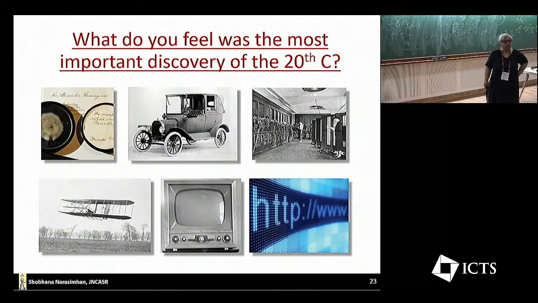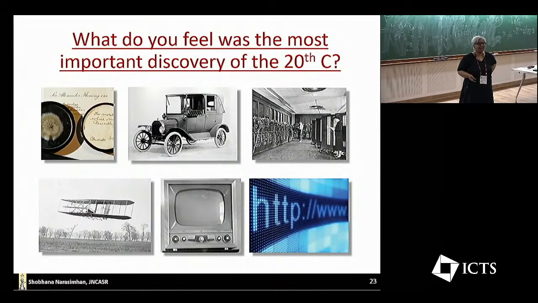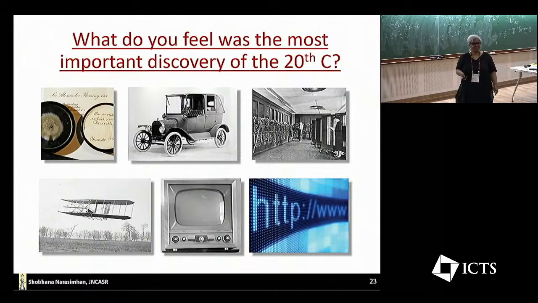So how did people go about it once upon a time? First I want to ask you what you feel was the most important discovery of the 20th century. That's not the current century, but the previous one. So what are your ideas? Tell me some of them. The transistor. The transistor is a very good suggestion, yes. Anything else? The flight, the plane. Radio, okay. World Wide Web, okay. So what are the things that you think totally transformed human life?